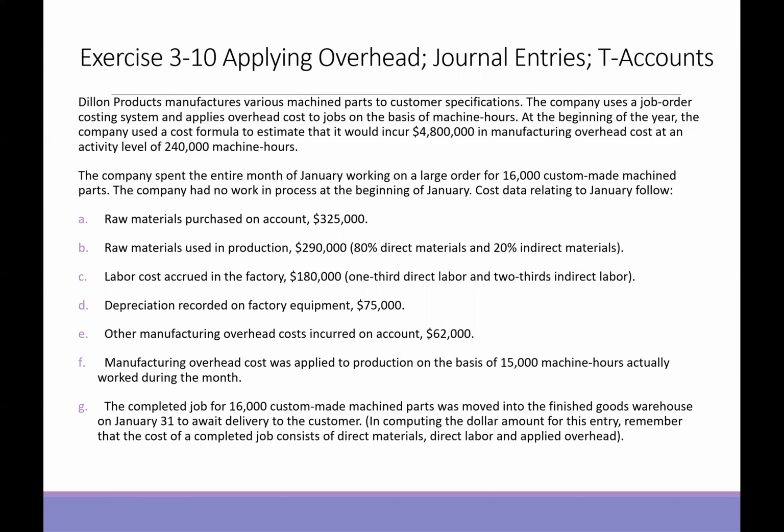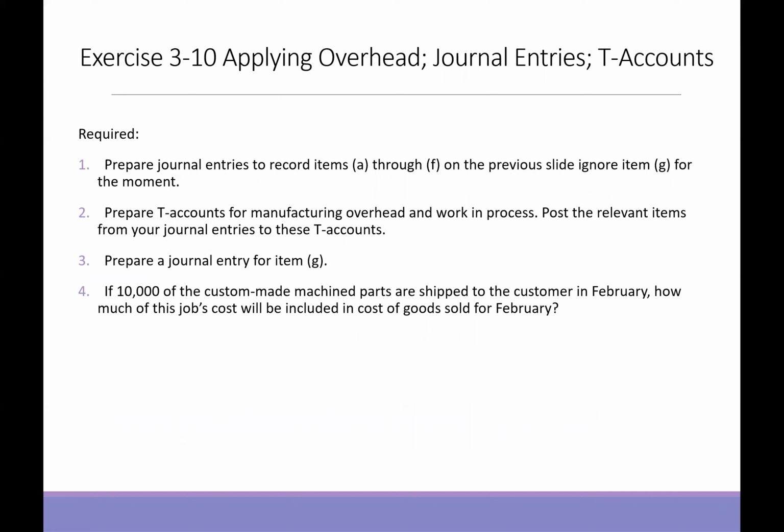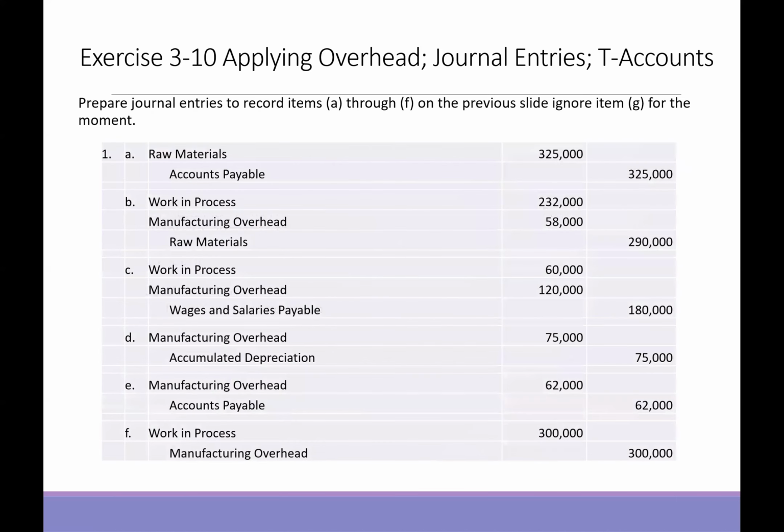It gives us all these different transactions that we will prepare, transfer them to T accounts, and then they're asking if 10,000 of the custom made machined parts are shipped to the customer in February, how much of this job's cost will be included in cost of goods sold for February.